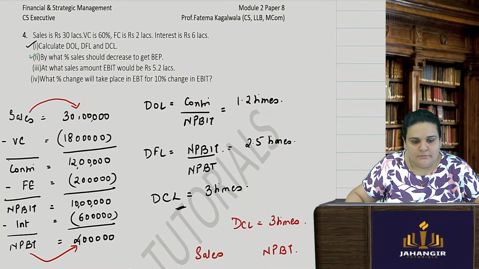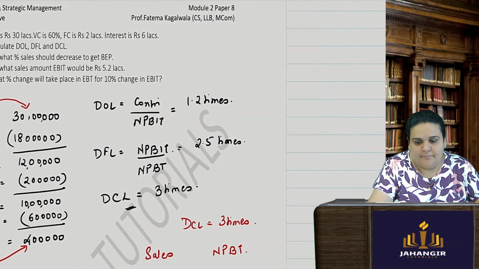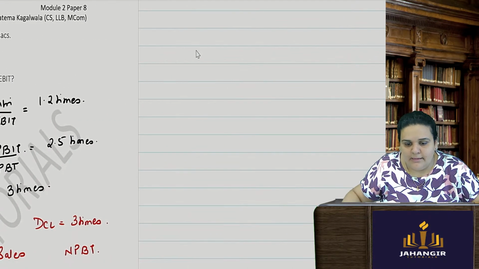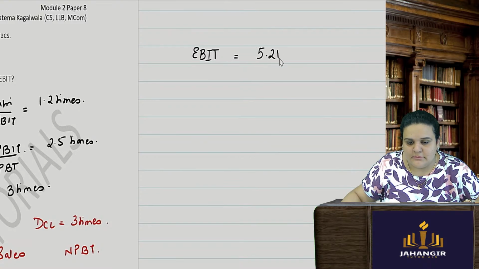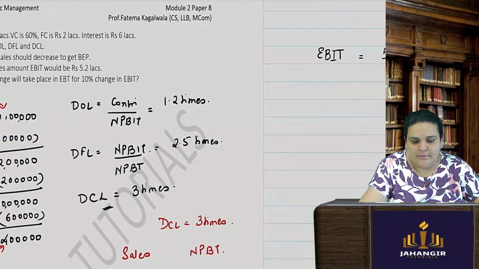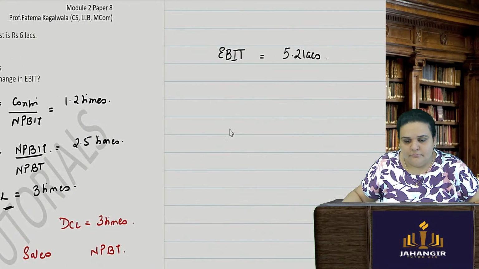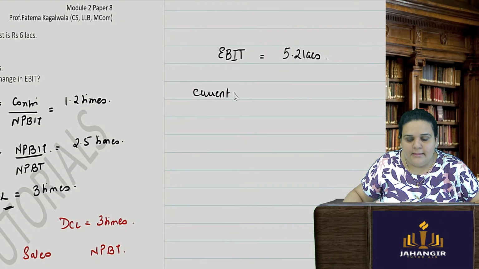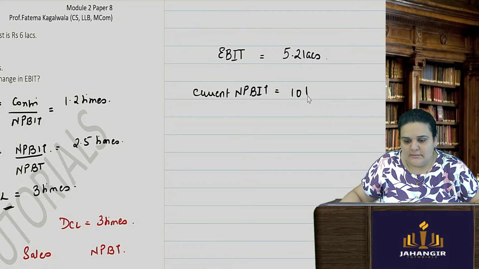At what sales amount EBIT would be rupees 5.2 lakhs? They want my EBIT, earnings before interest and tax, net profit before interest and tax, to be 5.2 lakhs. Right now my NPBIT is how much? 10 lakhs. Current NPBIT is equal to 10 lakhs.